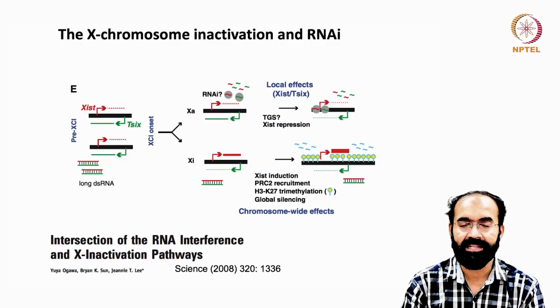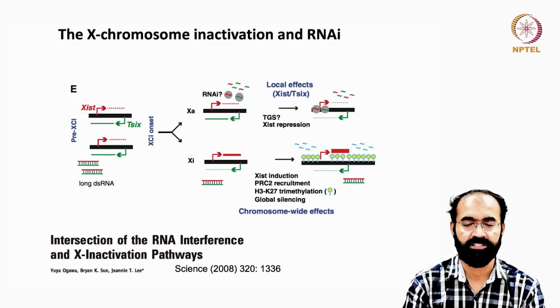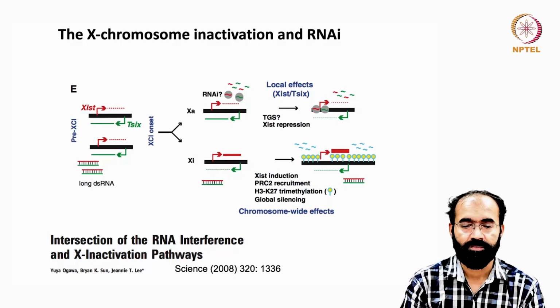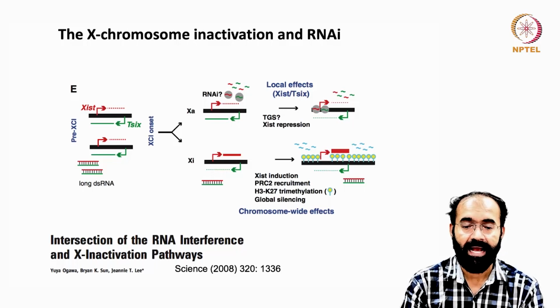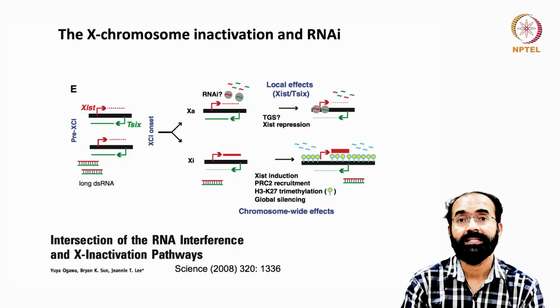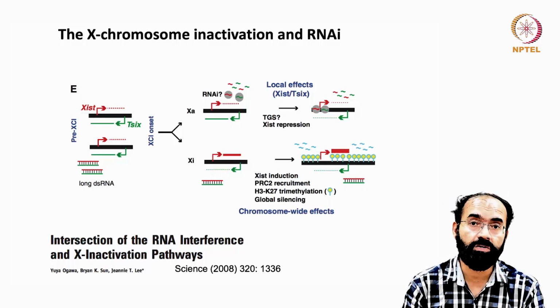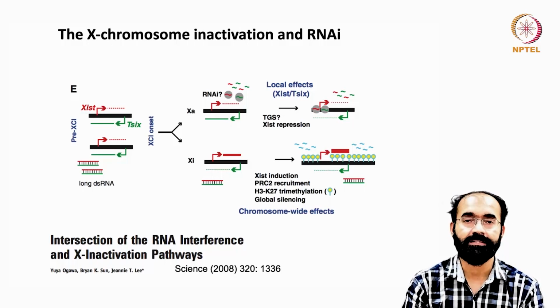One is Xa and another is Xi. Xa means X active, the active X chromosome. Xi means X inactive. For the X active, we know that Tsix has to be expressed and Xist is not preferred. So it has to create some local effects mediated via transcriptional gene silencing, and this has to make sure that Xist is not expressing in the Xa, the X active.